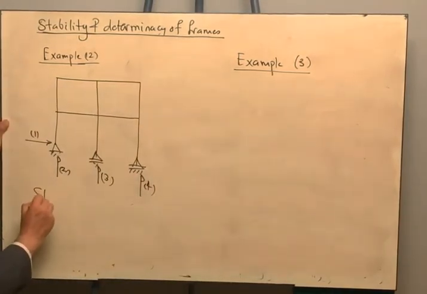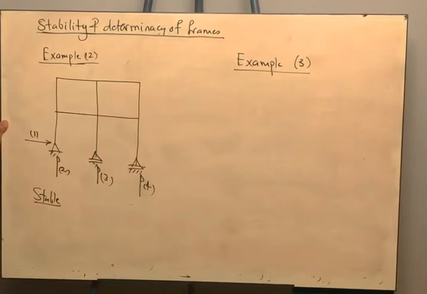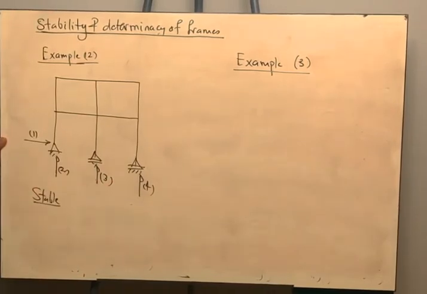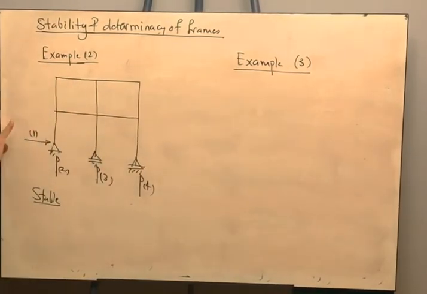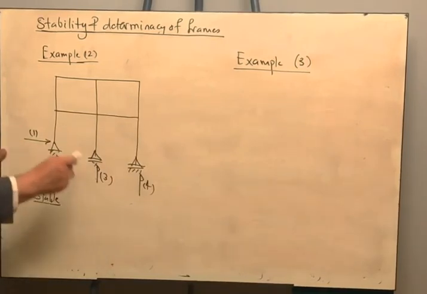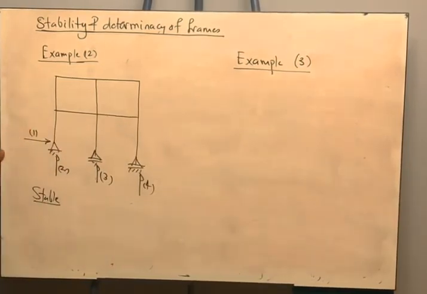First of all, definitely it is stable because the reactions are not parallel. 1 is not parallel to 2. The reactions are not concurrent because 2 and 3 and 4 are parallel. They will not meet at a point. If we apply any fictitious force in the lateral direction, the structure will undergo deformation and will come back. So this means that it has a stable geometry. The total number of unknown support reactions is more than or equal to the equilibrium equations, therefore this is a stable structure.